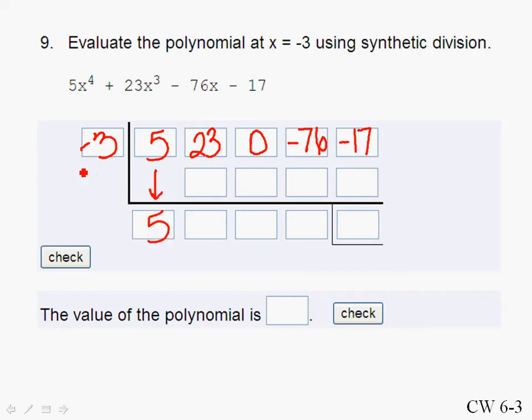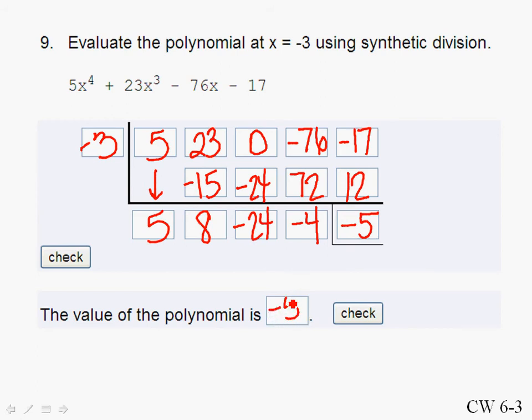Carrying down the 5, negative 3 times 5 is negative 15. 23 plus negative 15 is 8. Negative 3 times 8 is negative 24. Adding the column, 0 plus negative 24 is negative 24. Negative 3 times negative 24 is positive 72. Adding down the column, we get negative 4. Negative 3 times negative 4 is positive 12. Adding down the column, we get negative 5. So our value of the polynomial is negative 5.